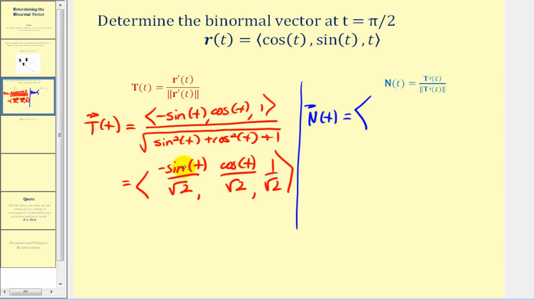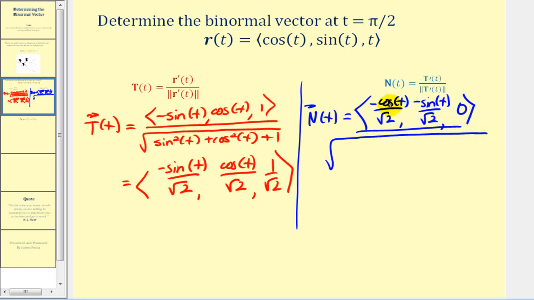So we're going to have negative cosine t divided by the square root of 2. Then we're going to have negative sine t divided by the square root of 2. And then the z component is going to be 0. When we divide this by the magnitude, we're going to have the square root of cosine squared t over 2, plus, when we square this, sine squared t over 2, and 0.